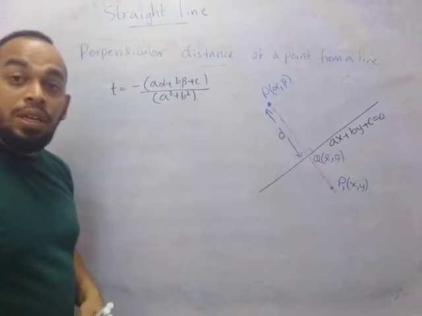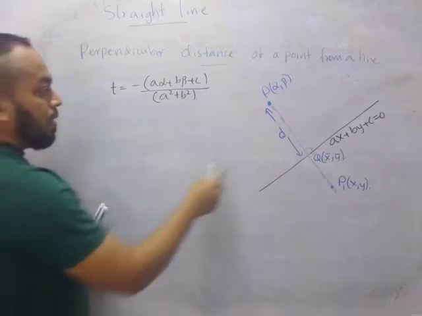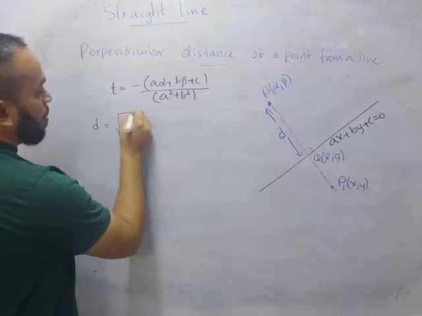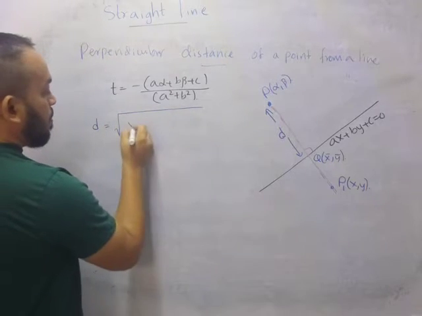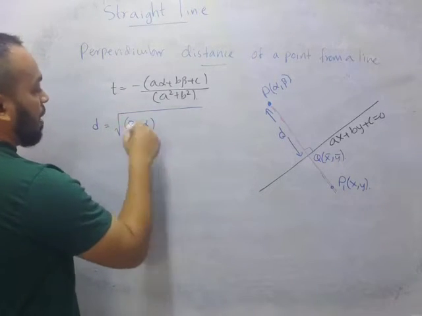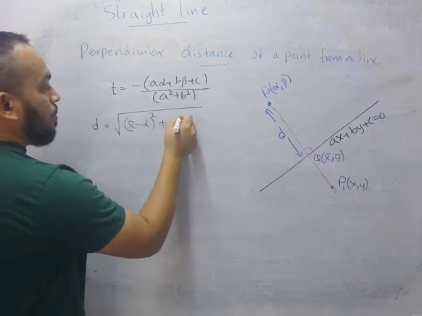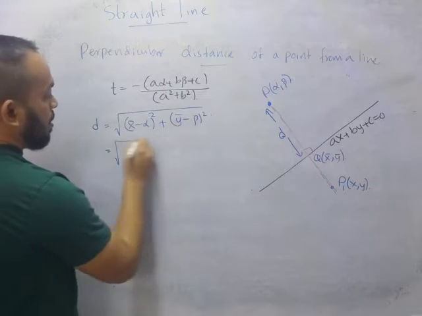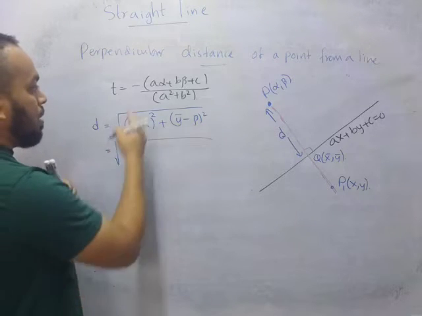Right. So what we need is a perpendicular distance. How do you get the perpendicular distance? D should be square root of x bar minus alpha, squared, plus y bar minus beta, squared. Right. So what is x bar? X bar can be represented parametrically.